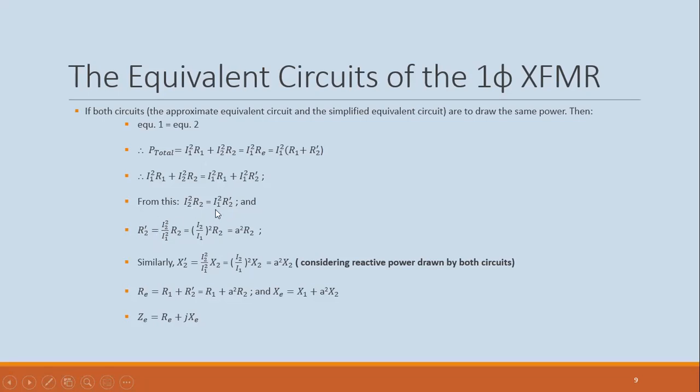We can just manipulate this equation. So it's I2 square R2 divided by I1 square. Now, since I2 and I1 are both squared, then we could just put them in a bracket and put the square outside. And if you will recall, I2 over I1 is equal to A, the turns ratio. So R2 prime now becomes A square times R2, right?